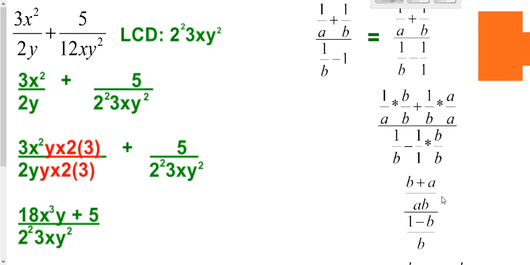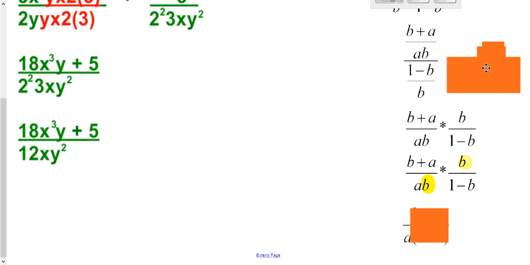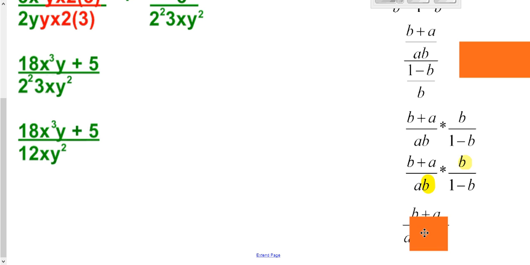We now have a fraction divided by a fraction. Instead of dividing by a fraction, we multiply by the reciprocal. So I'm going to take the second fraction, multiply it by its reciprocal. We now can go ahead and simplify this. You'll notice we have a b times the whole top. We also have this b times the whole bottom. Those b's would drop out. So then we're only left with a plus b in the top. And then we're left with this a here times our 1 minus b here.